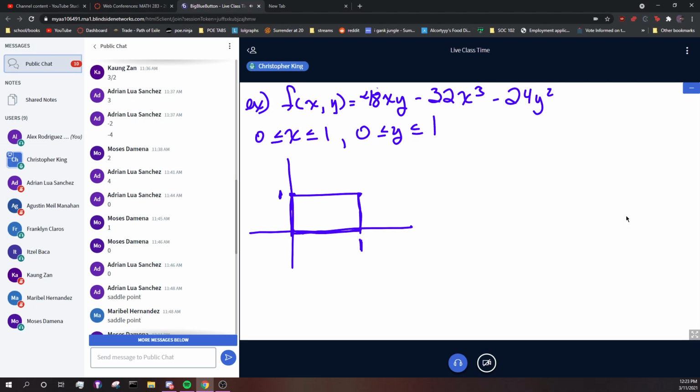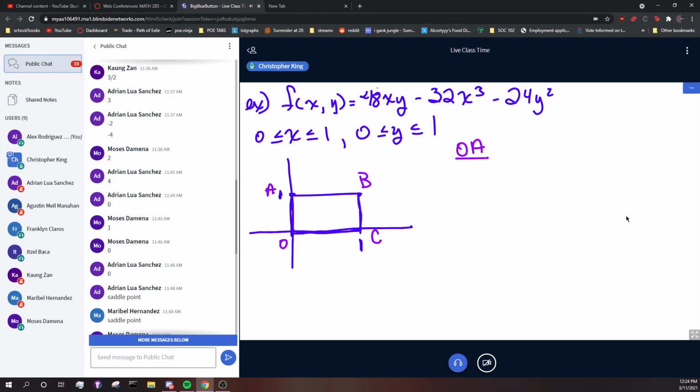For the square, I can label the vertices. I'm going to call this O, this is A, this is B, this is C. Basically, what we're going to do is just go around here. I'm going to start off with the segment OA.